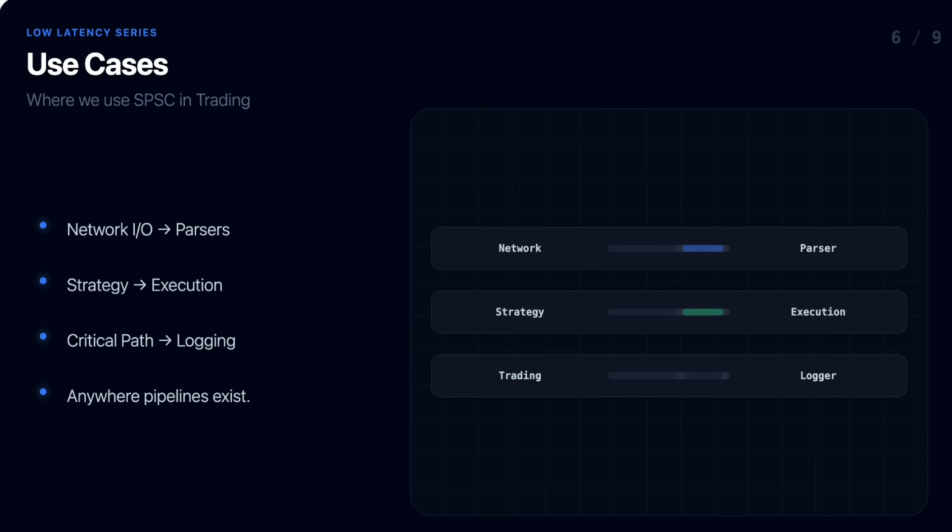Okay, so let's discuss the use cases of SPSC. Trading systems naturally form single producer, single consumer relationships. A network thread hands packets to a parser. A strategy thread hands orders to an execution engine. A strategy thread hands events to logging or post trade analytics. In each case, there is a clear owner on each side of the handoff. SPSC queues fit this structure perfectly and provide predictable latency.